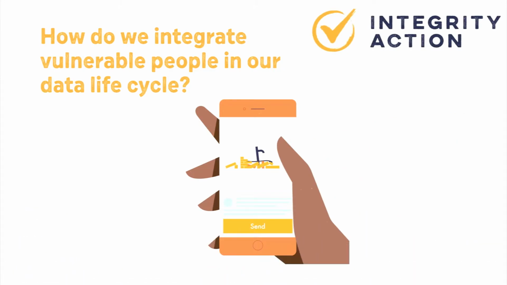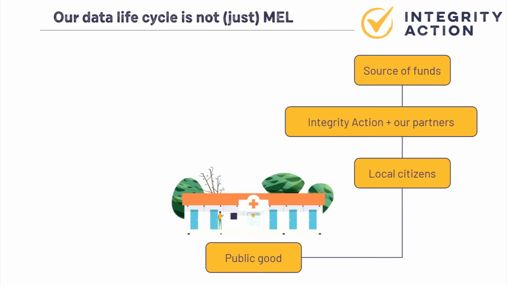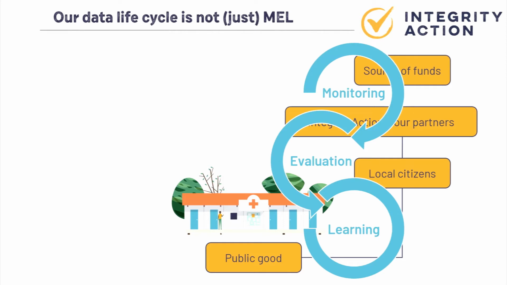So how do we at Integrity Action integrate vulnerable people into our data lifecycle? First, it's good to be clear what data lifecycle we're talking about. We're not talking here about traditional monitoring, evaluation and learning, or MEL. In MEL, you may think of data flowing between the donor, the INGO, such as ourselves, our partners, and the citizens that we're working with. You do monitoring, evaluation, learning at all those levels. That's very important. We do that. It's not what I'm talking about here.